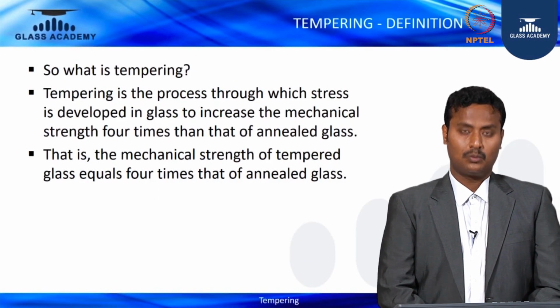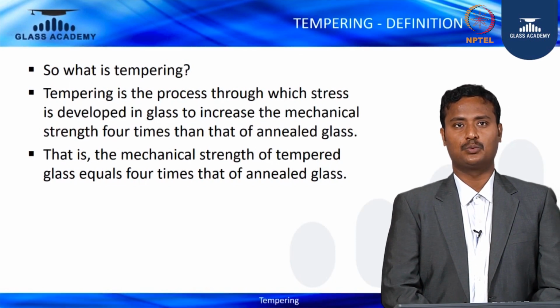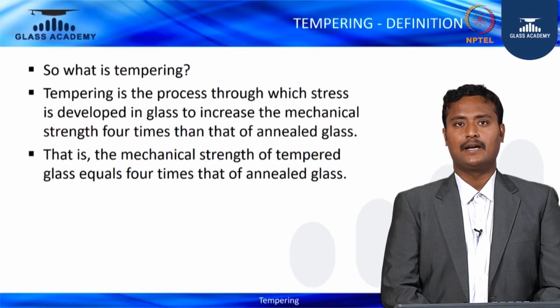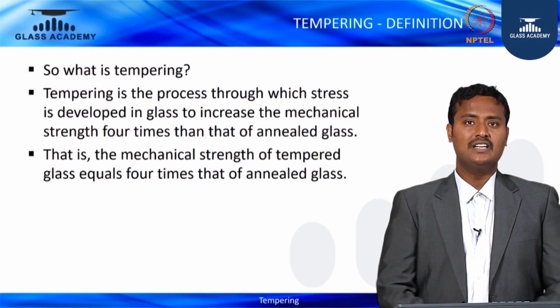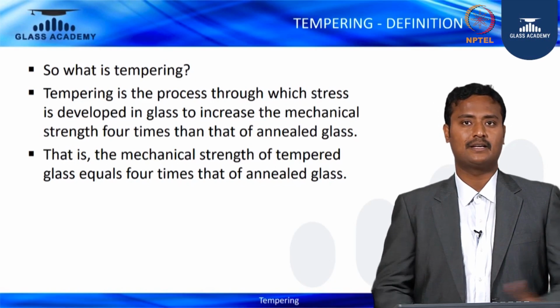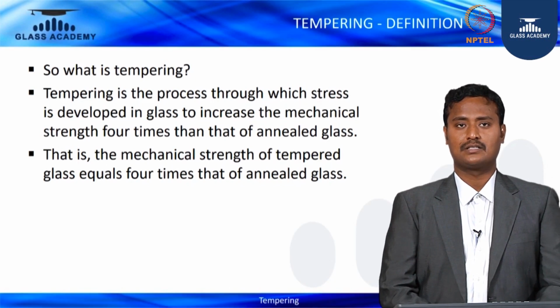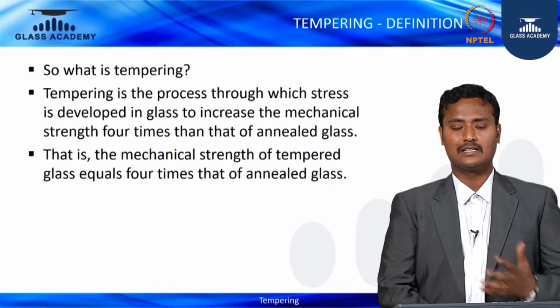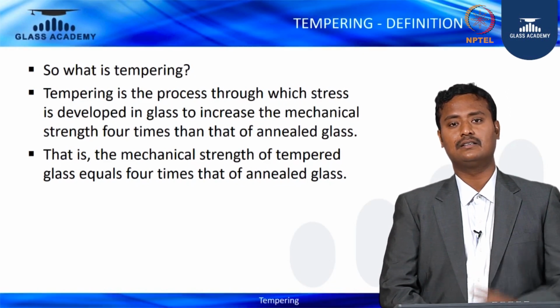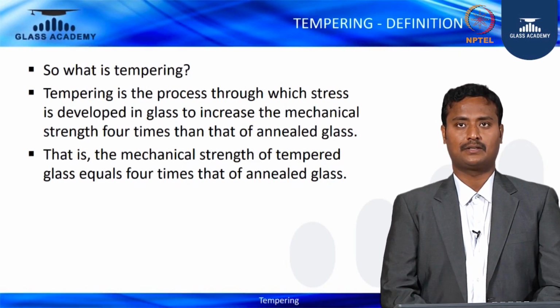Let's move on. What is tempering? Tempering is a process in which stress is developed in the glass to increase mechanical strength 4 to 5 times that of annealed glass. That is, the mechanical strength of tempered glass equals 4 times that of annealed glass, basically to increase the tensile and compressive strength of the glass.